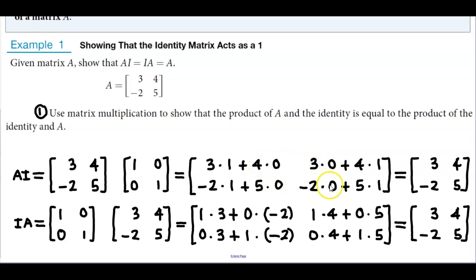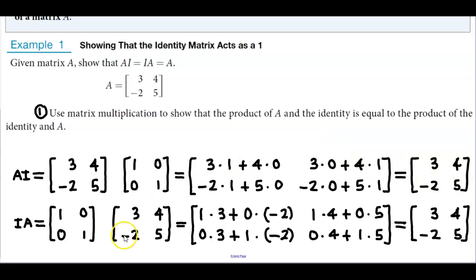And when we follow the order of operations by multiplying and then adding, 3 times 1 plus 4 times 0 is 3. 3 times 0, which is 0, plus 4 is 4. Negative 2 plus 5 times 0, which is 0, is negative 2. And negative 2 times 0, which is 0, plus 5 is 5. So we can see here when we do the first multiplication, we end up getting the same matrix that we started with.